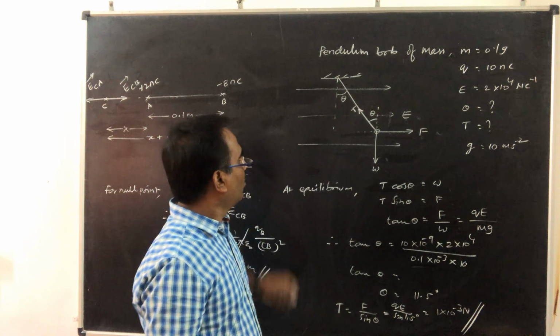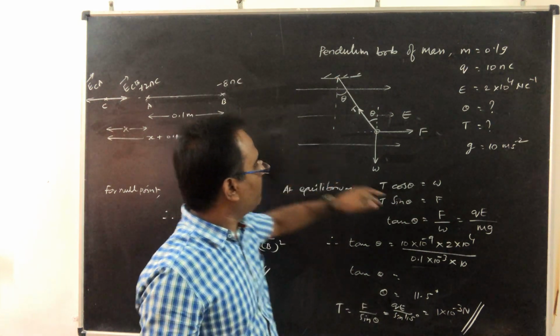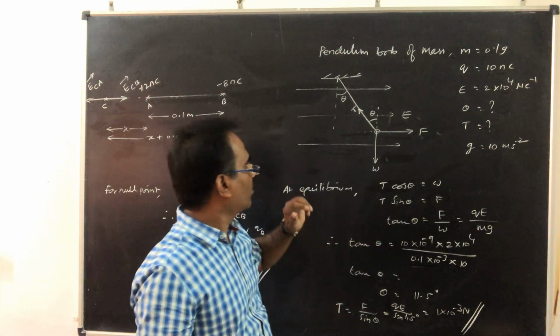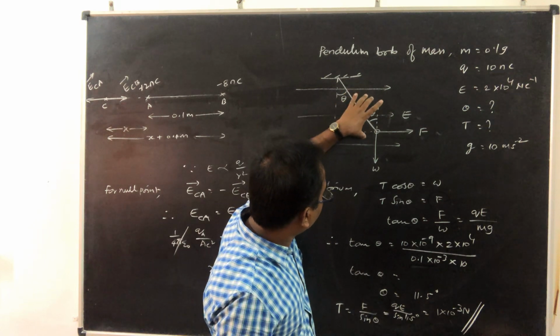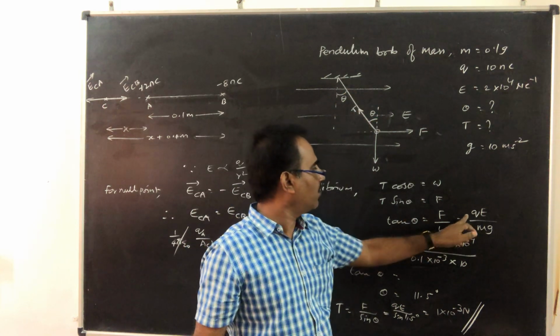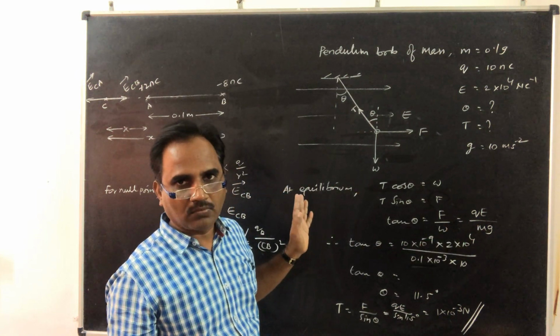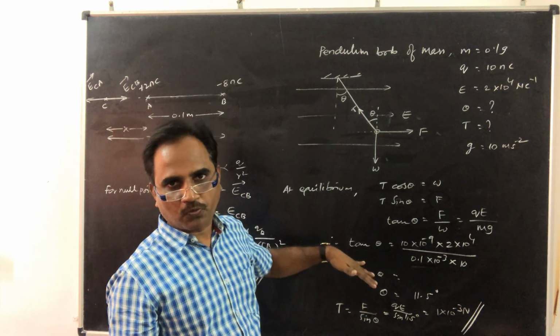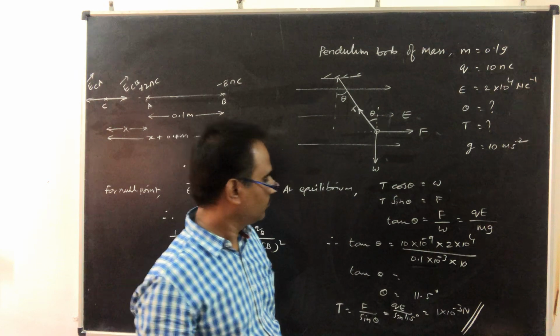So when two charged spheres are given under equilibrium, this F is given by Coulomb's law. When a charged sphere is kept in the uniform electric field, it experiences a force. That force is given by QE, and the rest of the procedure is the same. So by following this procedure, you can find out the unknown thing easily.